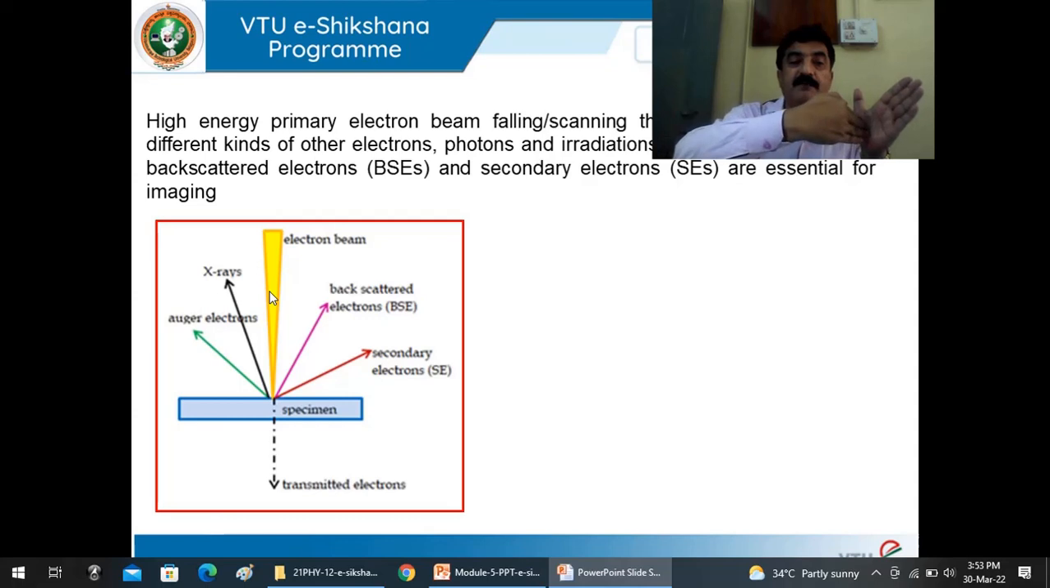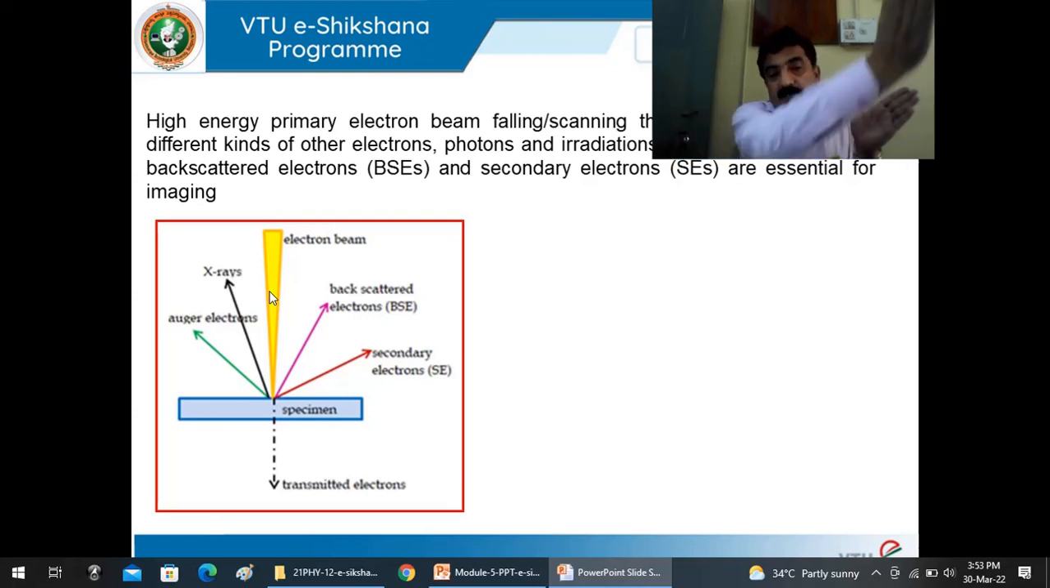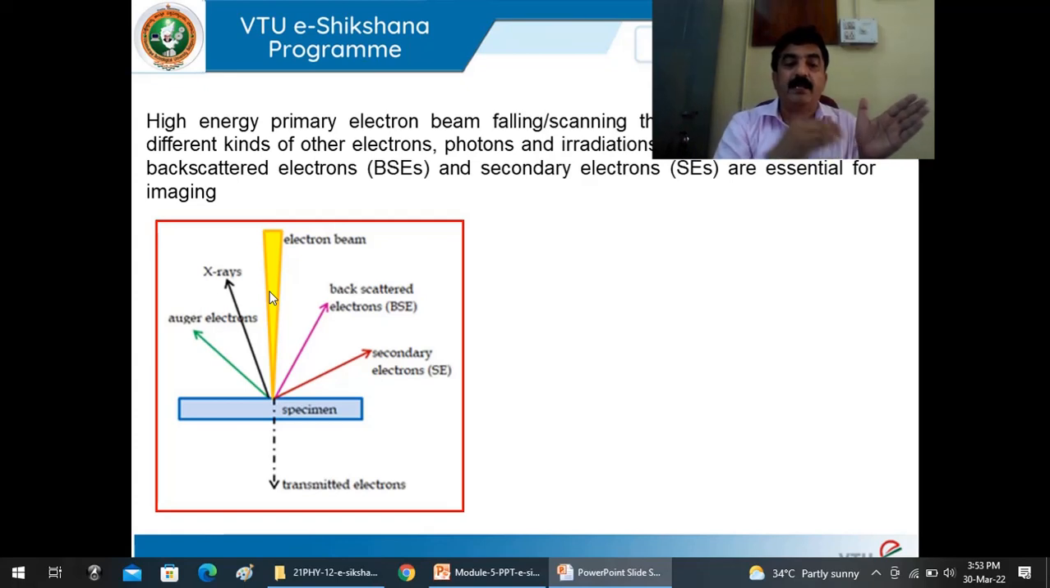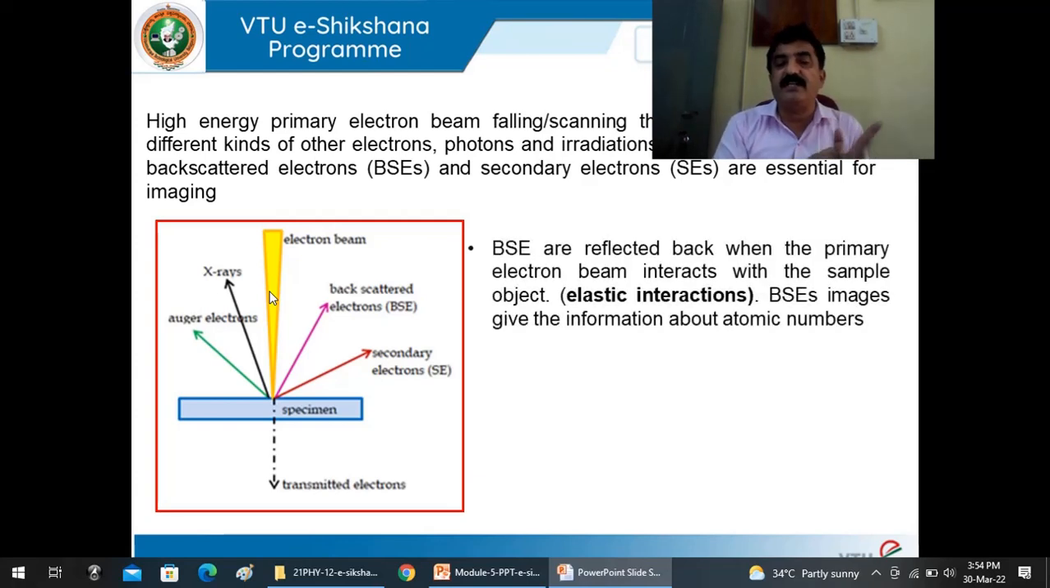When an electron falls on the surface and scans, that beam itself is reflected back, that is backscattering. Or it may emit some electrons, or some X-rays, or it can pass through also, but that possibility is minimum. All these things depend on and gather some information about the substance which is under study. Among them, BSE, backscattered electrons, are reflected when the primary electron beam interacts with the sample. This is called elastic interaction.